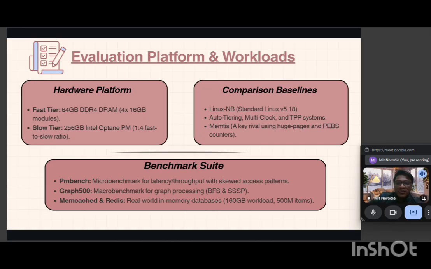So now let's go to the comparison. Who did they compare against? First, the baseline is just standard Linux NUMA balancing. Then other new systems like AutoTiering and TPP. And the main competitor here is Memtis, which is important because Memtis uses huge pages, not small pages. And finally, what benchmarks did they run? They used PMBench for checking basic speed and Graph500 for graph work, and even real apps like Memcached and Redis with a 160 GB dataset. So they did very thorough testing.